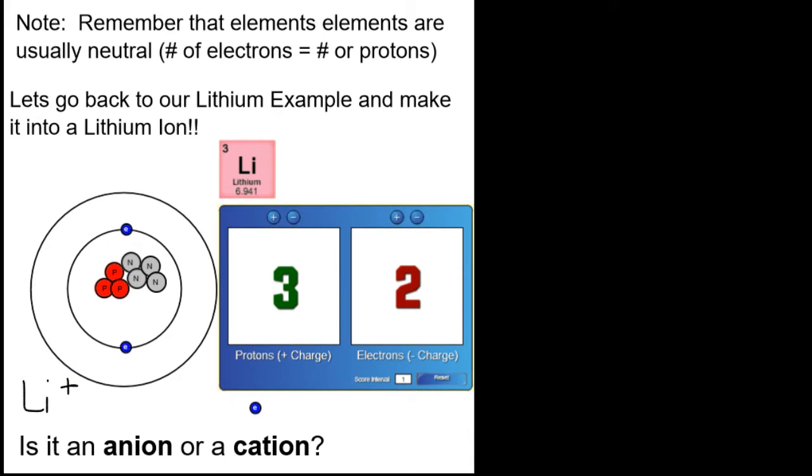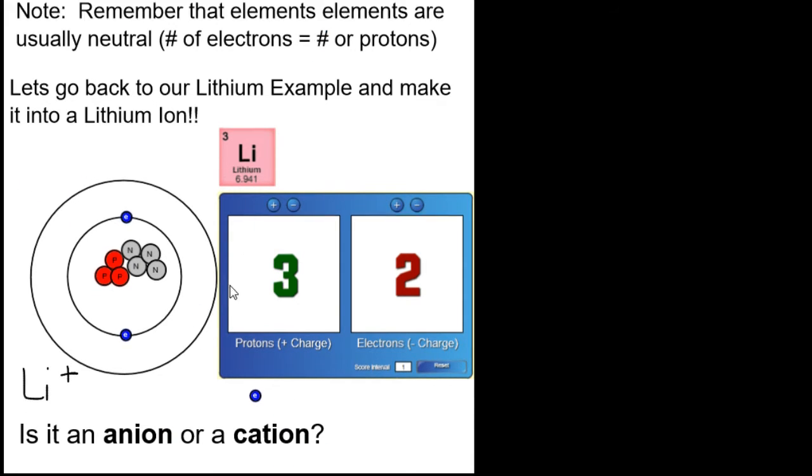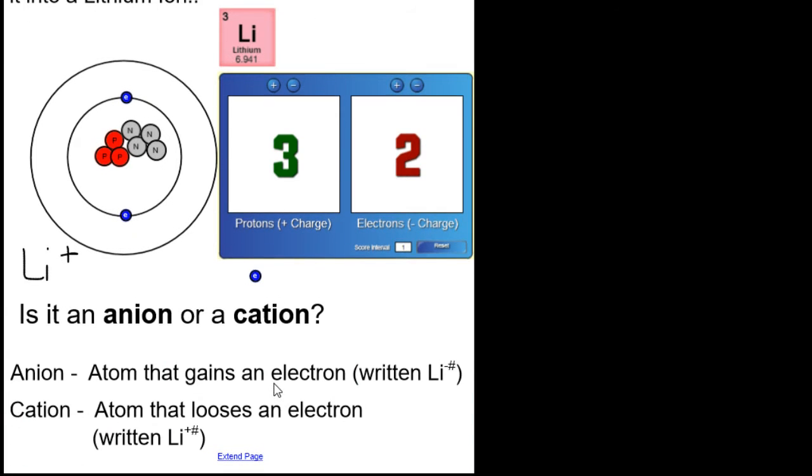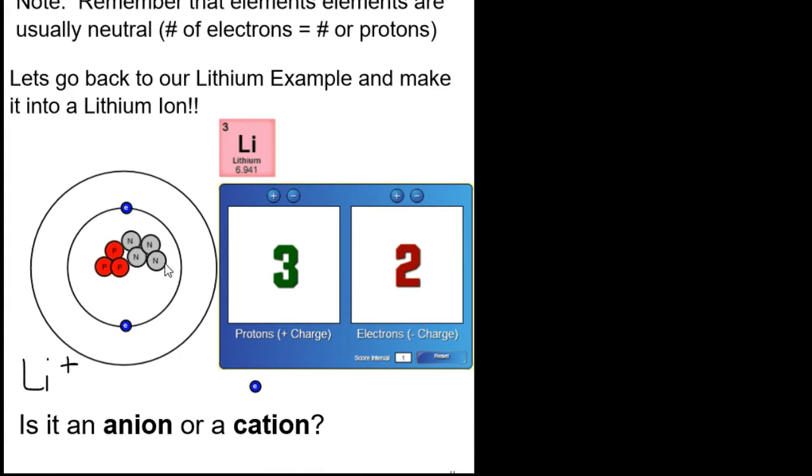Is this an anion or a cation? Well, let's go back to the definition. Anions are atoms that gain an electron, and cations are atoms that lose an electron. Since we lost an electron, we have a cation.